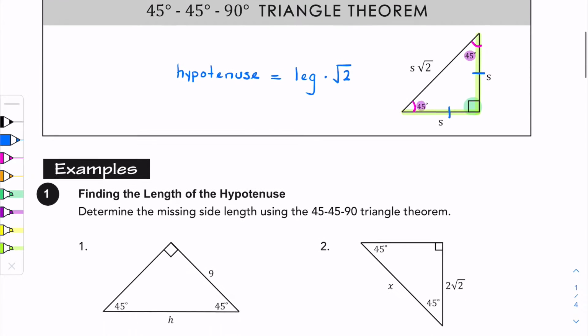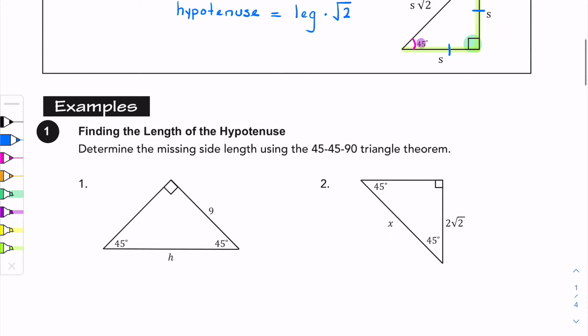So let's take a look at an example on how we can apply that theorem to the missing side lengths. In these first two examples, let's confirm that we have 45-45-90, which we do. So we can label our sides. We know that across from the right angle is always going to be the hypotenuse. And we know that the other two sides are the legs. So no matter what, every time you have a 45-45-90, you have congruent legs. So these two leg lengths are exactly the same.